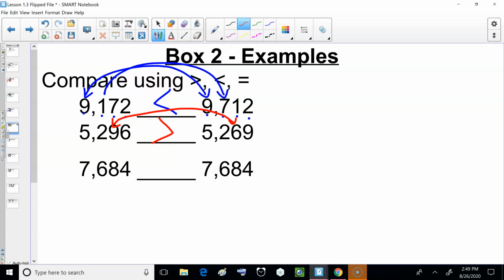Except for the last problem, we see 7,684 and 7,684. Wait. It felt like I said the same thing twice because I did say the same thing twice, because these numbers are equal. So that's when you need to pause the video. You'll use those strategies as you work on your own problems.